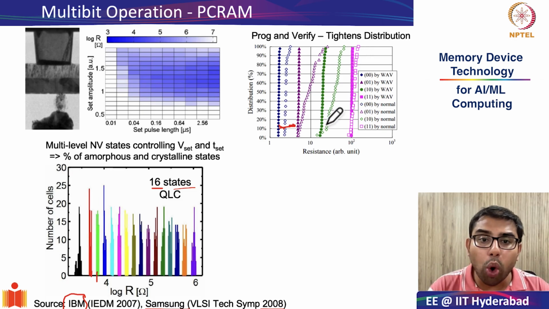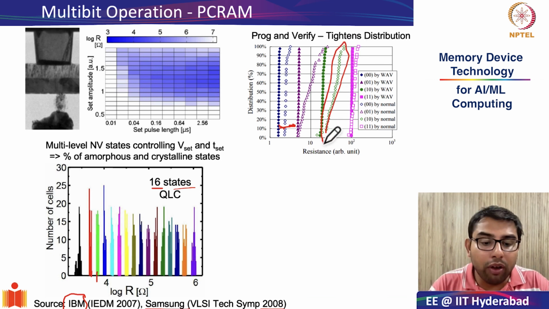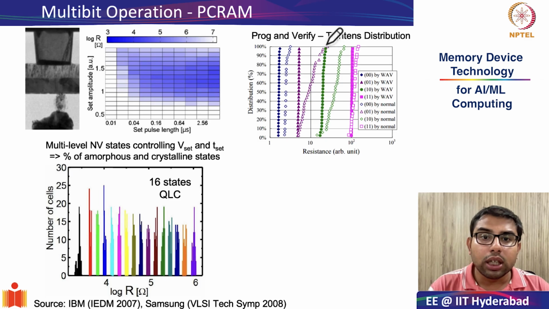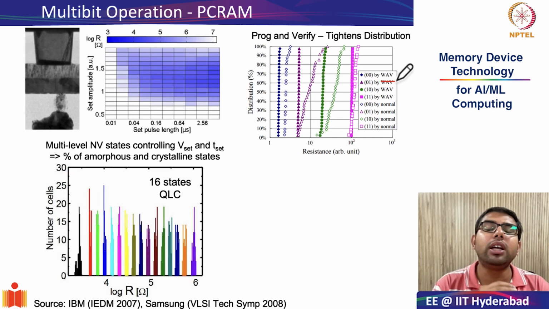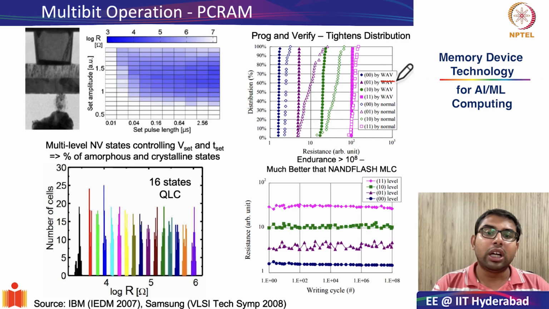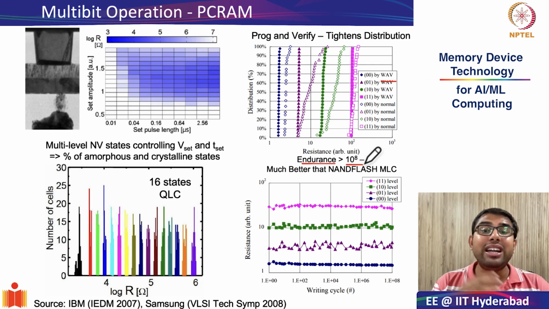So as you can see, this open symbol is for the same state without any write and verify, whereas these closed symbols, which form a very straight line showing that the distribution is very, very tight, are with the write and verify methodology. Not only this, researchers at Samsung also showed that the endurance level of these multi-level PCRAM cells is much, much better than NAND flash MLCs.